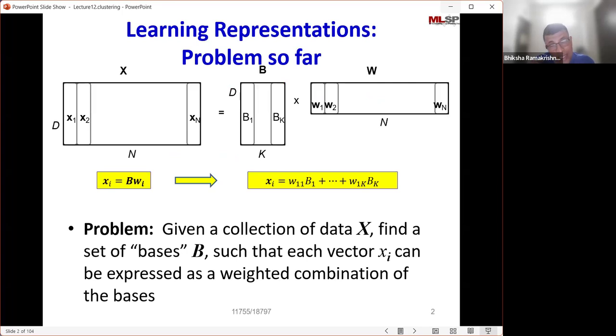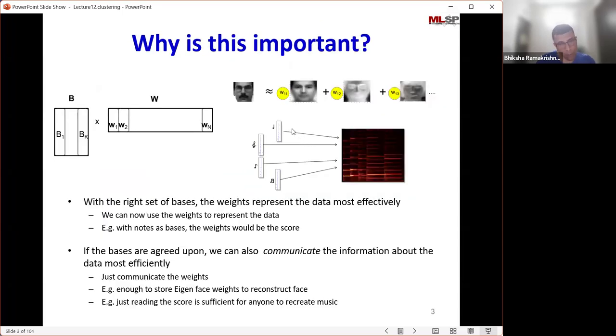Now, what does clustering have to do with matrix decompositions? So let's see. So here was our problem. You were given a collection of data X, and the problem was to find a set of bases B such that each vector here can be expressed as a weighted combination of the bases. And this decomposition ideally must be exact, but when it was inexact, we wanted the error between the two to be as small as possible. Now, why was this important? With the right set of bases over here, the weights represent the data more effectively.